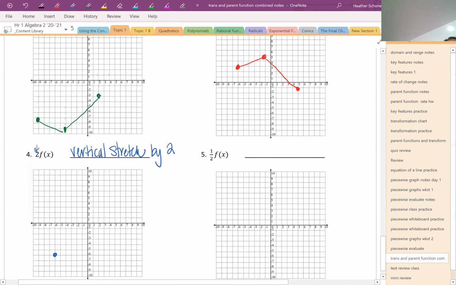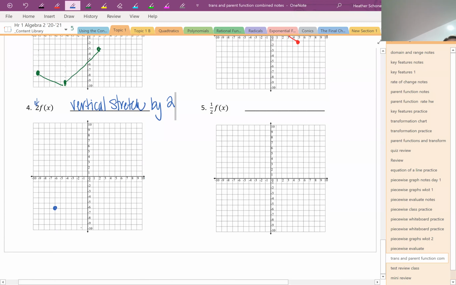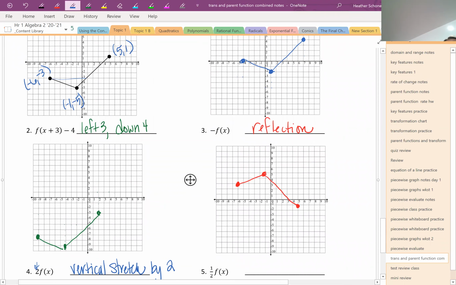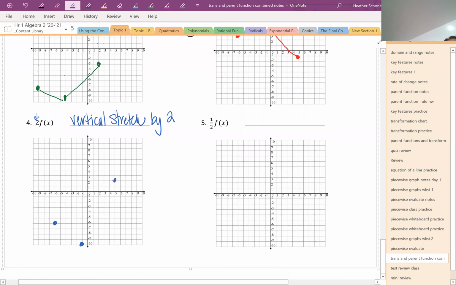My next point was -1, -5. So the -1 stays the same. We double the -5. It's going to be -10. So we have -1, -10. The last one is 5, 1. The 5 stays the same. I double the 1, so I'm going to have 5, 2. And if you look at my new picture, you can see that this got stretched vertically. It got stretched up and down.